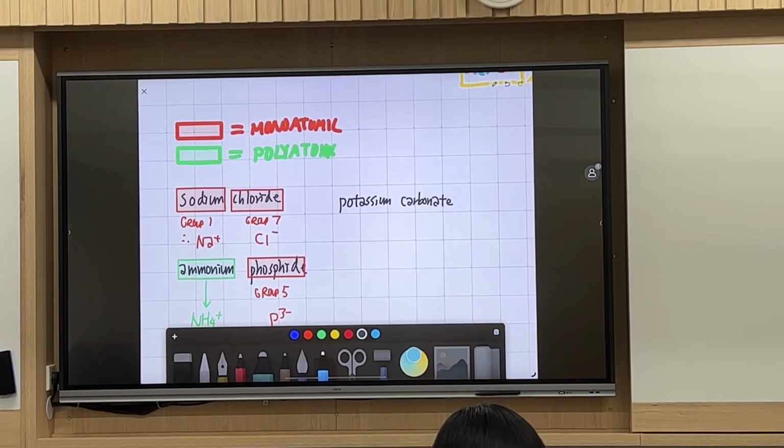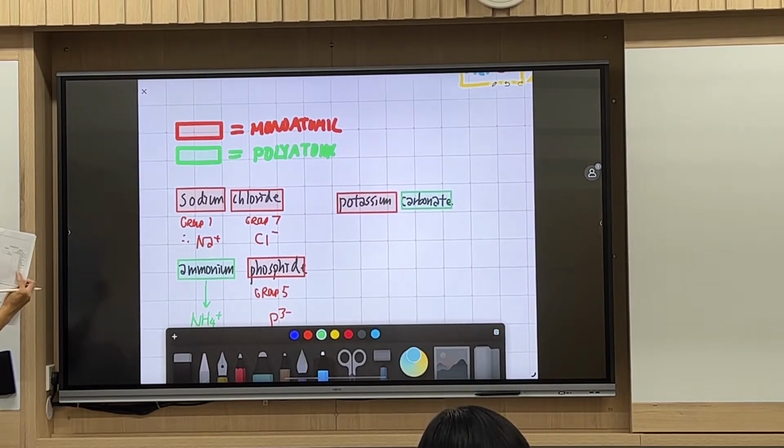Which of this is monoatomic? Which of this is polyatomic? Potassium is monoatomic, but carbonate is polyatomic. Because you see carbonate here, it is one of the polyatomic ions. Okay, so therefore, you know this is CO3 2 minus.